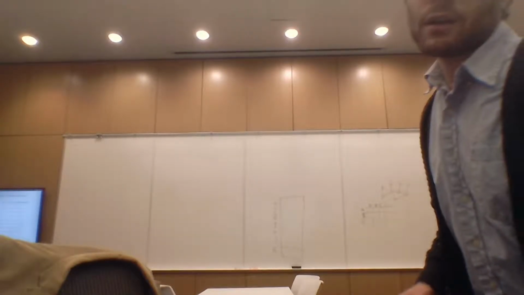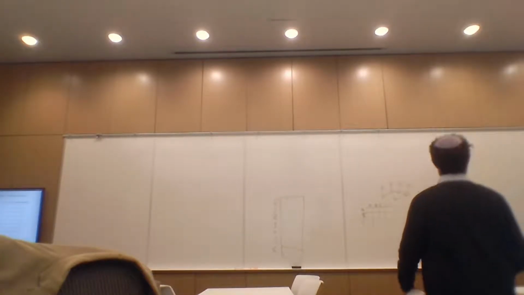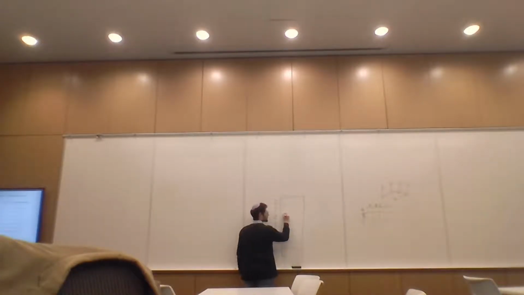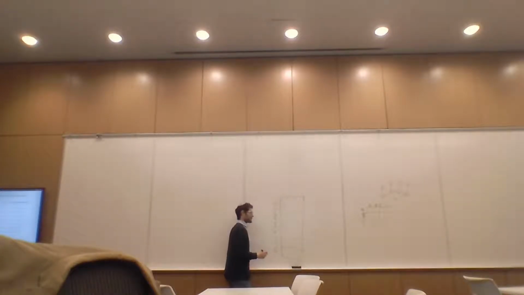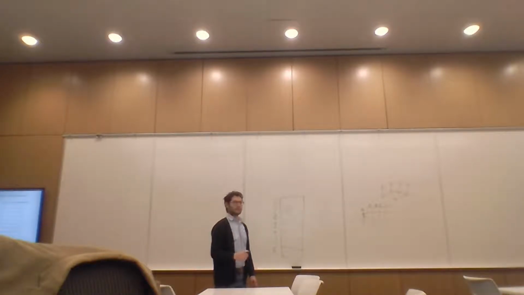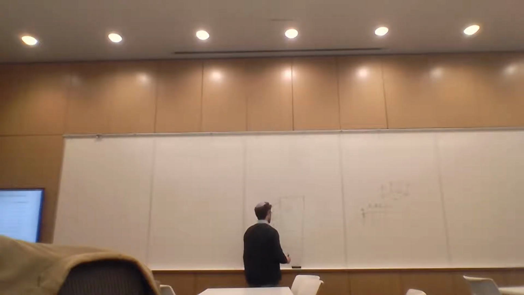So, the first item to insert is 15. What is 15 mod 7? 15 mod 7 is 1, so we want to put 15 into index 1. Okay, next number is 17. What is 17 mod 7? 3. So we'll put 17 in index 3.